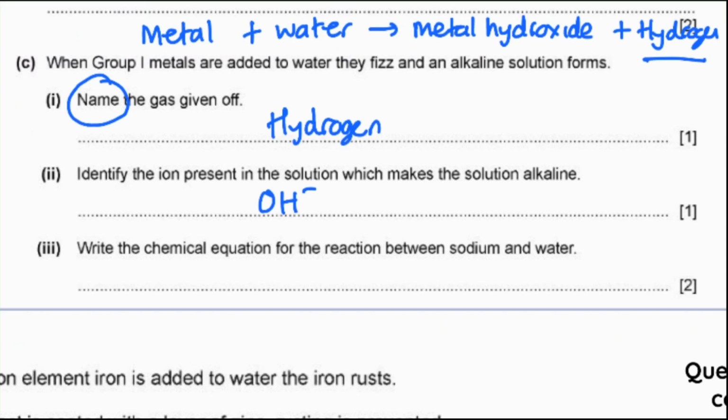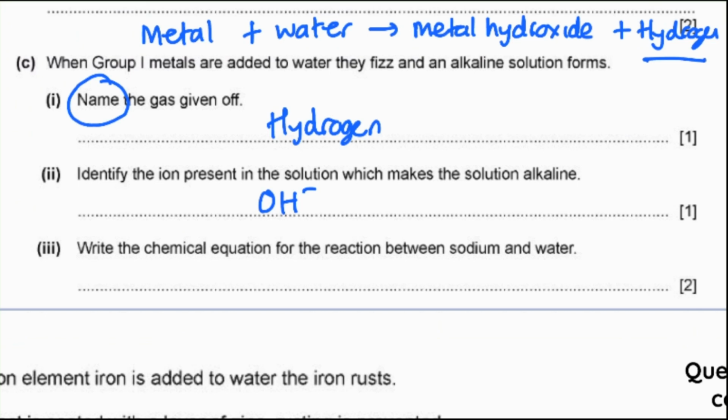Write the chemical equation for the reaction between sodium and water. Notice how it has the word chemical equation. That means it's looking for symbols. If it wanted a word equation, it would have said word equation. So now it's looking for symbols.